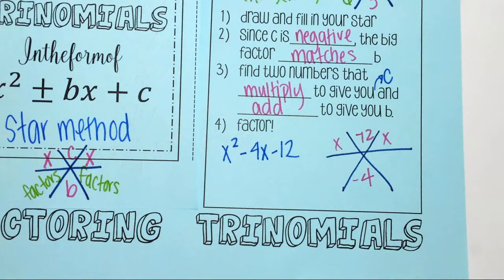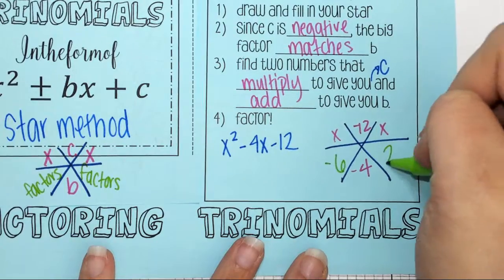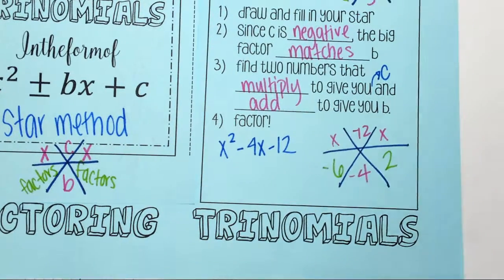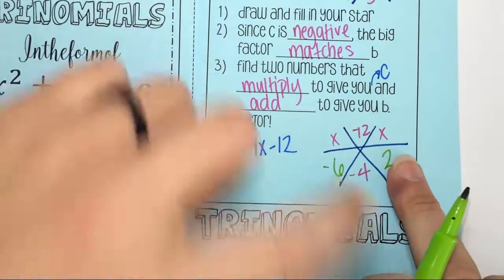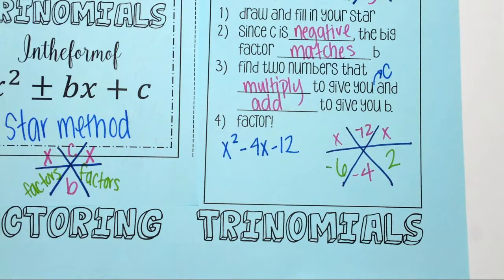Negative 4 and positive 3 would give you negative 1. Negative 6 and positive 2. Yeah, good job, Jagger. Negative 6 and positive 2. You can write it as 2 over here and negative 6 over here.